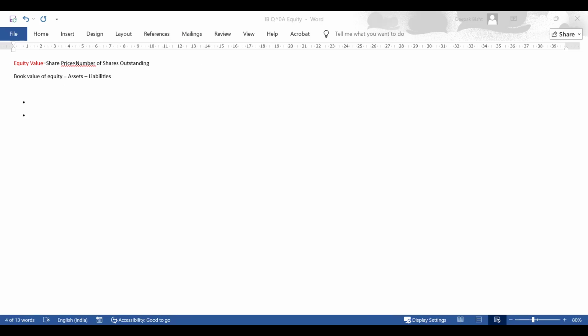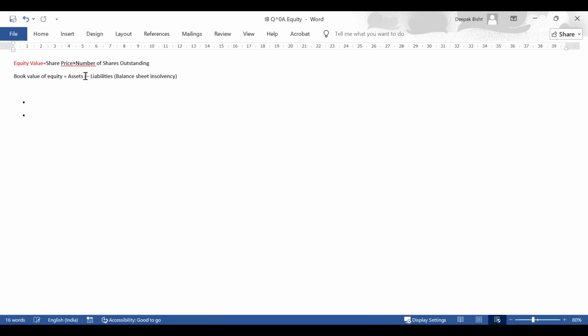Sometimes the question refers to book value. Here it could be negative if liabilities exceed assets. This situation is often called balance sheet insolvency. So this is the situation where assets are less and liabilities are more. So it's known as balance sheet insolvency. So negative book value does not mean that shares have a negative price, but it means that the company owes more than it owns.